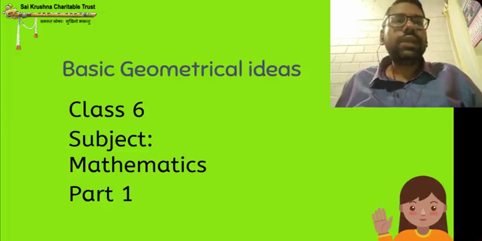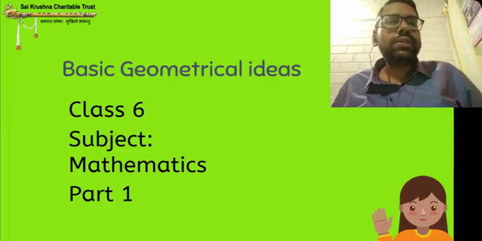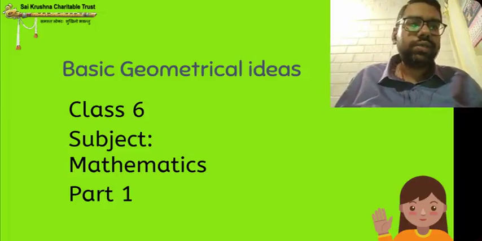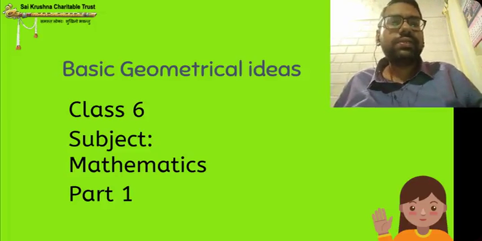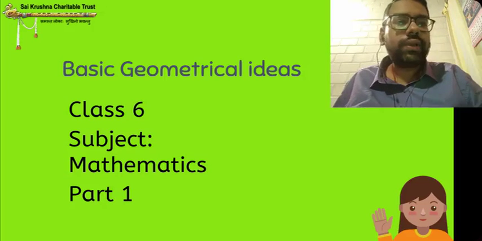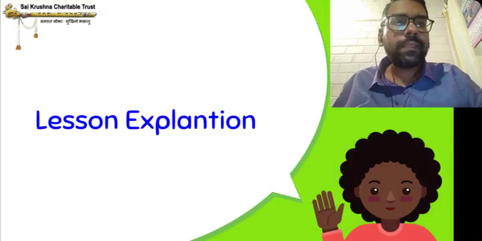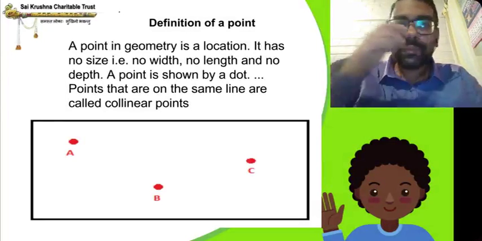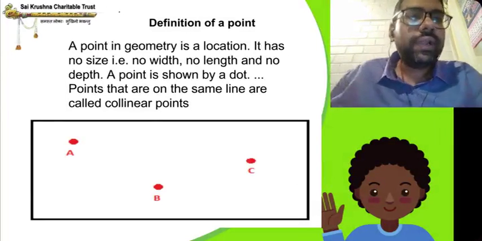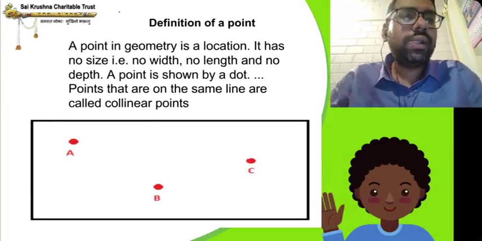Okay, children, which chapter will we do today? Basic geometrical ideas, Class 6 mathematics, part 1. Okay, lesson explanation. In the last chapter, what we have learned: what is a line, what is a line segment, what are quadrilaterals, what are polygons.